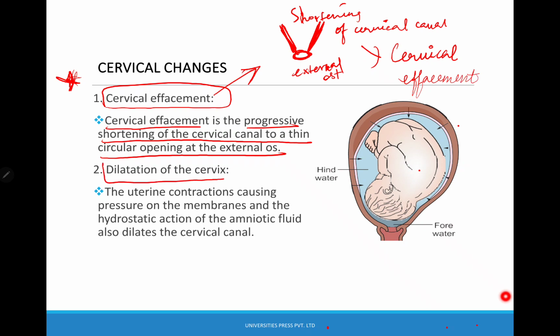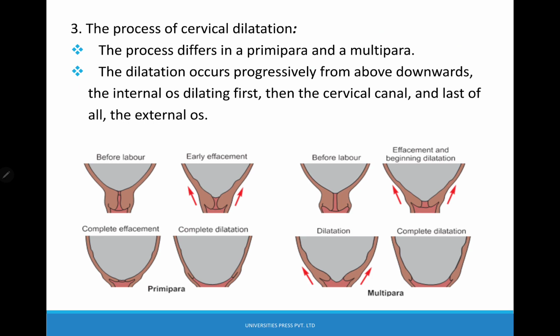Next, coming to dilatation of the cervix. The uterine contractions cause pressure on the membranes, and the hydrostatic action of the amniotic fluid also dilates the cervical canal. The process of cervical dilatation differs in a primipara and a multipara. The dilatation occurs progressively from above downwards, the internal os dilating first, then the cervical canal, and last the external os.